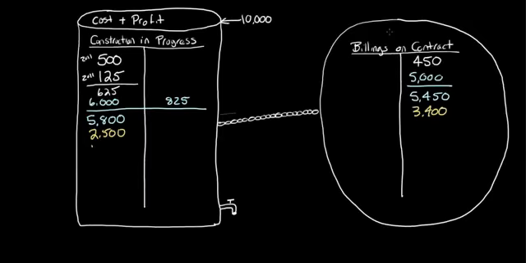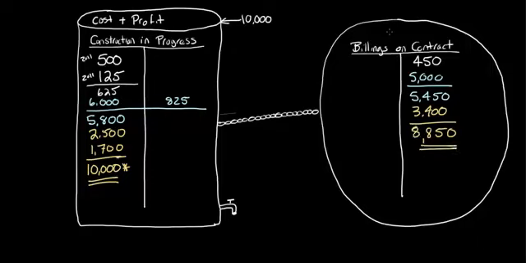Let me post this last little piece to our construction in progress account. There's another $1,700, and if I'm not mistaken, and everything, we're 100% complete, and what goes into this account is all the costs plus all the profit. This account should now be at $10,000, and our billings on contract account should be at $8,850. Okay, and these two numbers then will go into our financial statements.